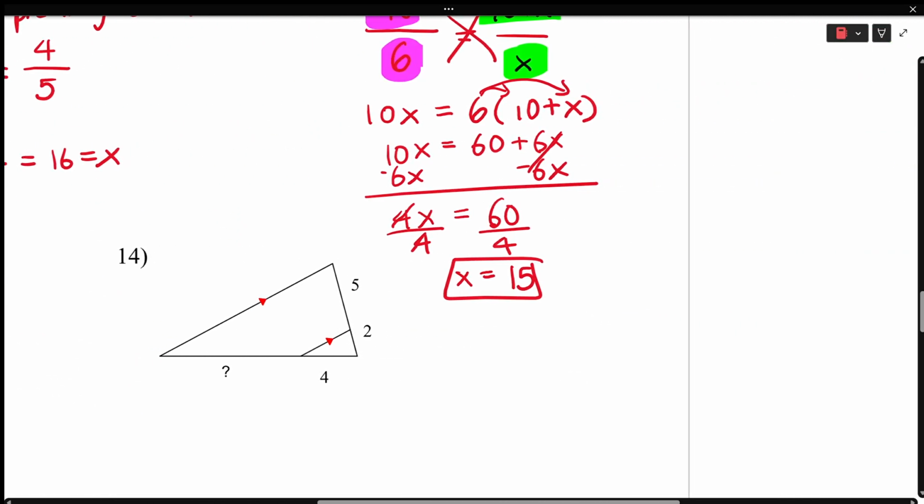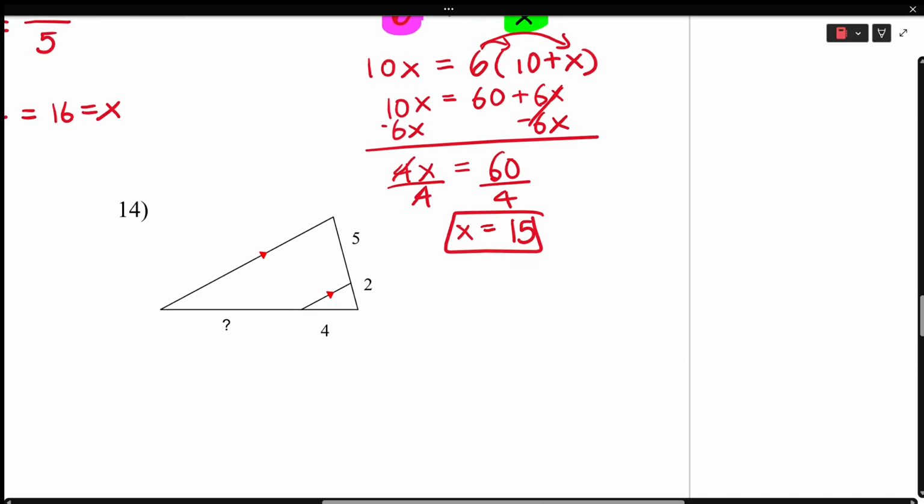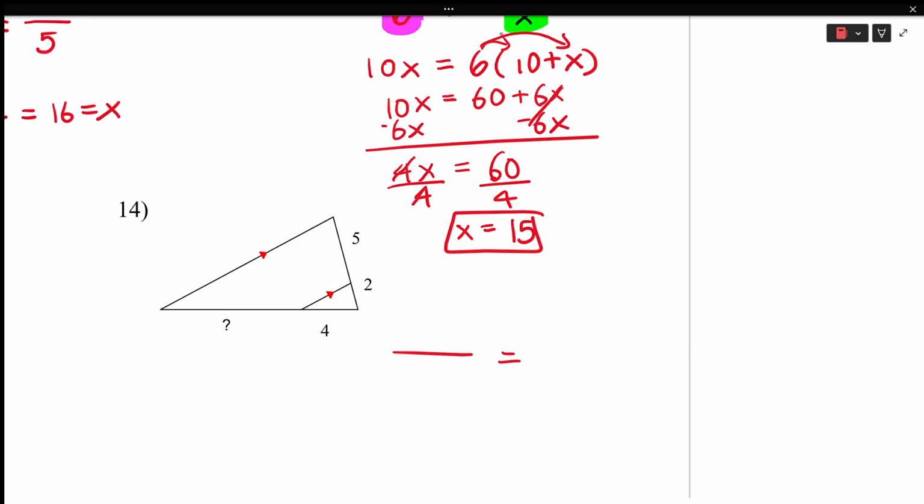I want to tell you on number 14, let me set up the ratio for you. You could also set it up like this. When you set up your proportions, you could set it up like 5 over 2 is equal to x over 4. You could set up your ratio like that.